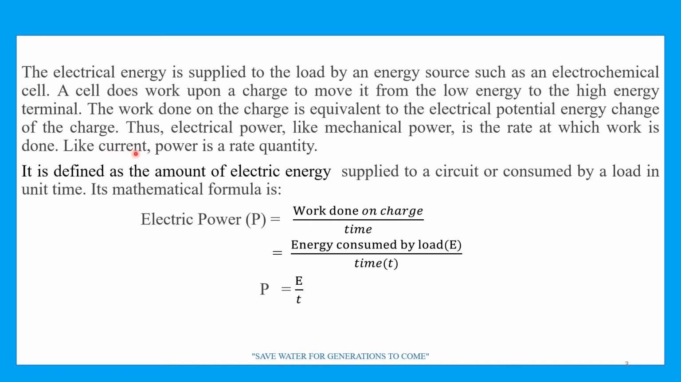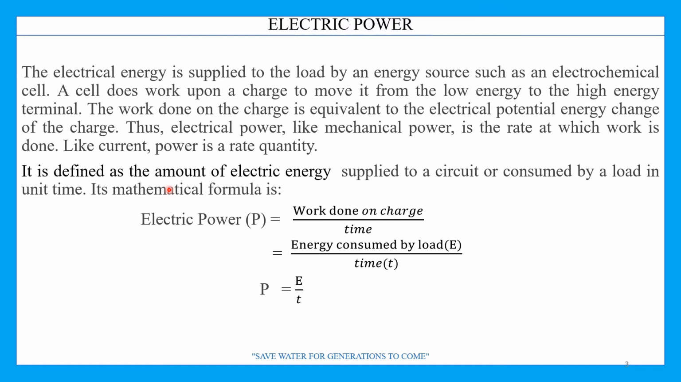So like current, power is a rate quantity. It is also a rate quantity. In the case of electrical appliances, how much electrical energy is being consumed by a circuit. Electric power is defined as the amount of electric energy supplied to a circuit or consumed by a load. When I take the example of this bulb, the bulb is a load. At home, a refrigerator, microwave, electric iron and other appliances are called loads, right?